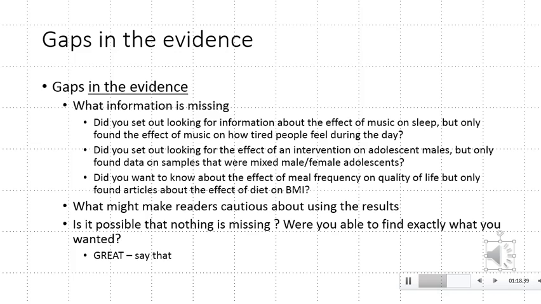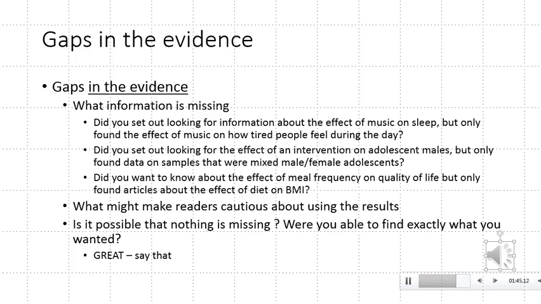Or let's say that you wanted to know about the effect of meal frequency on quality of life, but only found articles about the effect of diet on body mass index. Okay, so those might be some examples of what kind of information is missing. What you want to do with this is to make readers cautious about using the results of your review of the literature.